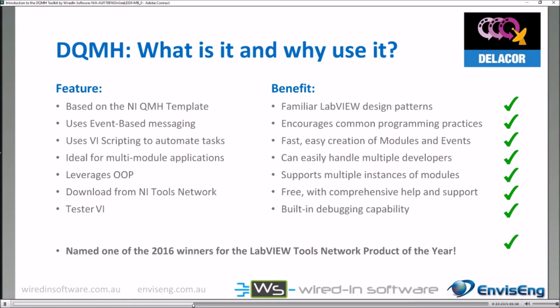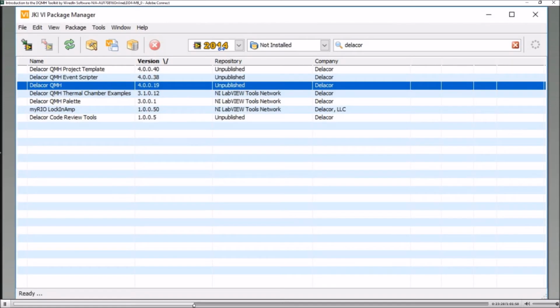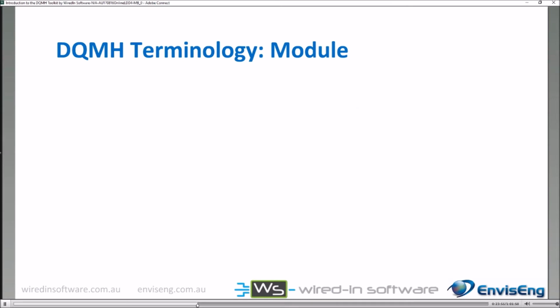So that's DQMH and why we've considered it. You can easily just go to the VI Package Manager and type in Delacor, and you'll see there on my image that you can download Delacor QMH. If you're wondering, version 4 is not released. That's a beta version we're trialing, but it's currently version 3. And just install Delacor to the LabVIEW version of your choice, and you can get started.